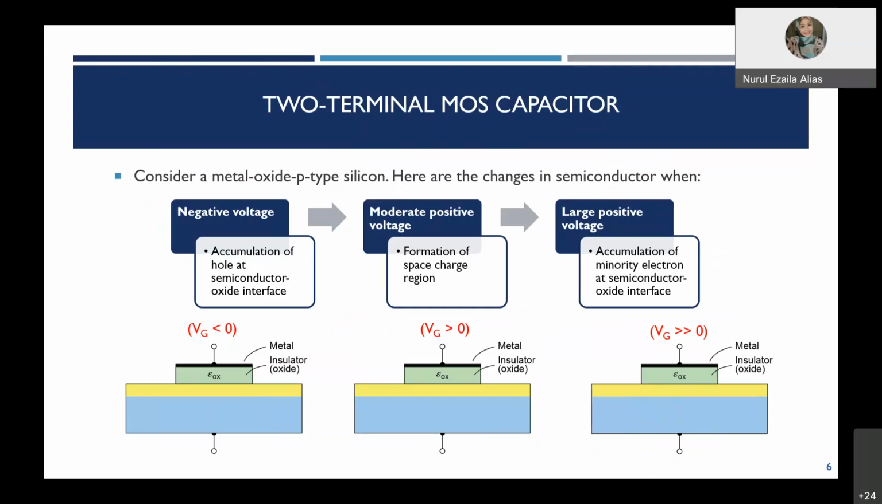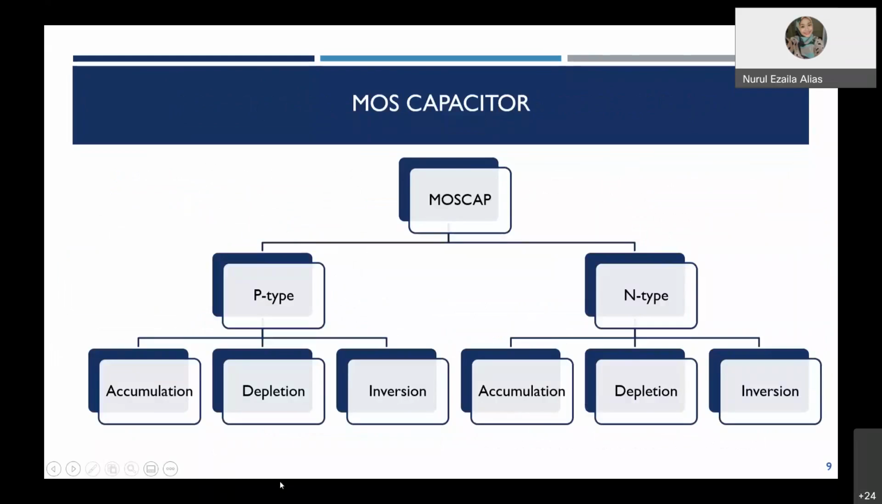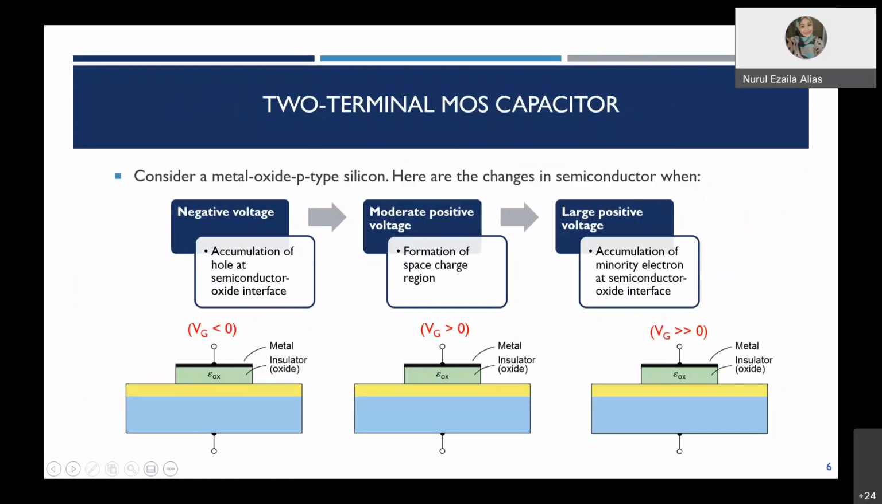From the perspective of the two-terminal MOS capacitor, consider a p-type silicon. All of this is p-type silicon. There are several connections that you can apply. First is by applying a negative gate voltage, for example when VG is less than 0 volt. We know that at this metal plate there is a negative voltage.